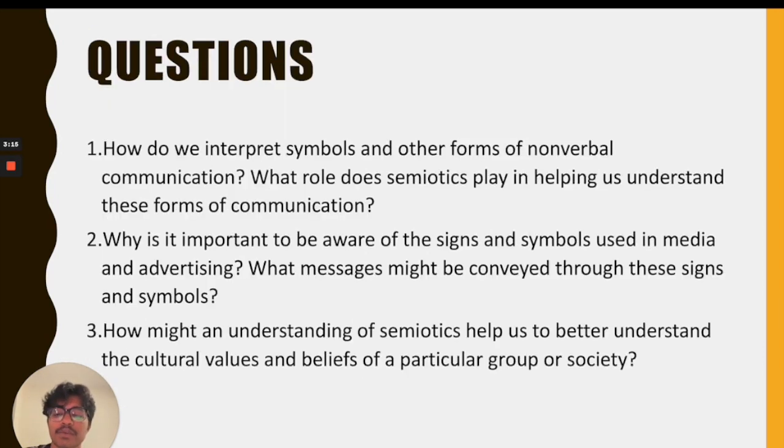These are the discussion questions that I've written. How do we interpret symbols and other forms of non-verbal communication, and what role does semiotics play in helping us understand these forms of communication? Why is it important to be aware of the signs and symbols used in media and advertising? What message might be conveyed through these signs and symbols? How might an understanding of semiotics help us to better understand the cultural values and beliefs of a particular group or society?